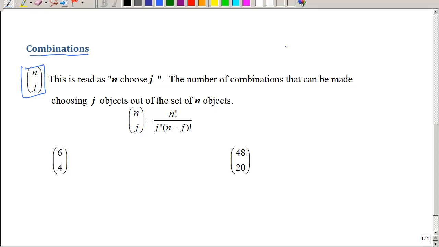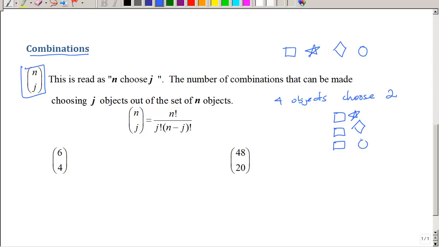So let's say you have a square, a star, a diamond, and a circle, and I say how many different combinations can you do by choosing 2 of them? So I would have 4 objects, but I would choose 2 of them. Well, you could list them out. Let's see, we could have square and star, square and diamond, square and circle, star and diamond, star and circle, and diamond and circle. Order does not matter. So let's see, how many did I get? 1, 2, 3, 4, 5, 6. I think it's 6. I may have missed some.